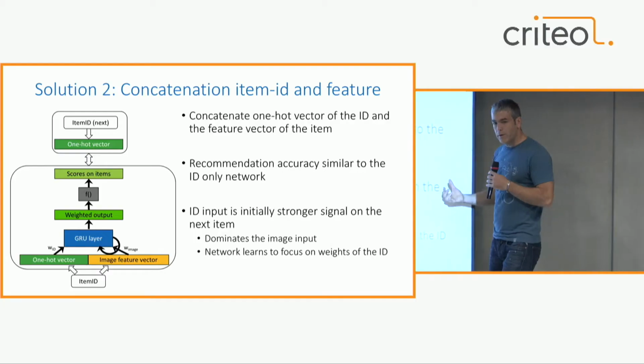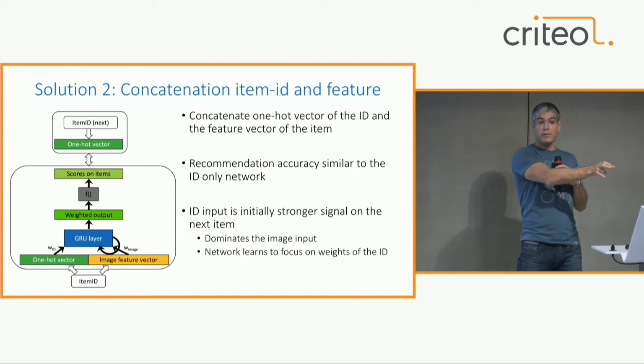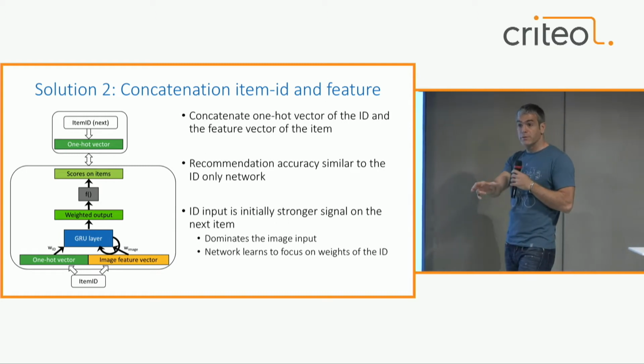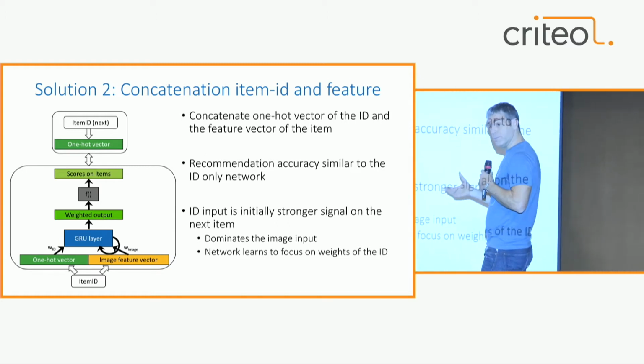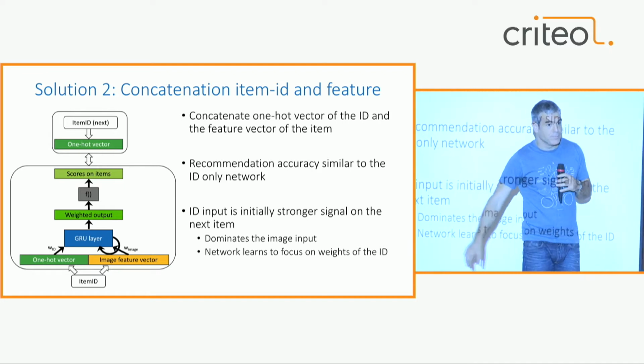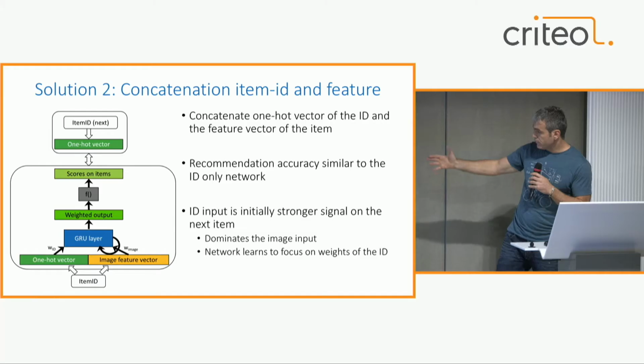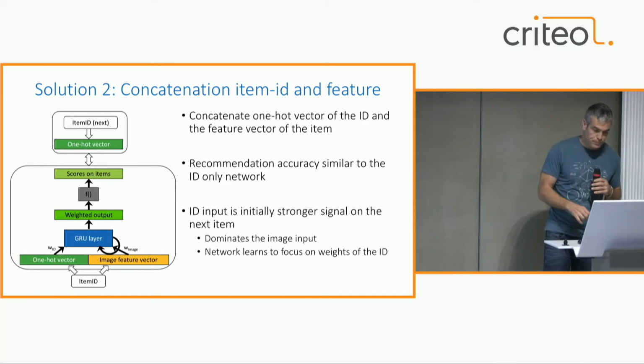So the second thing we thought, okay, this didn't work. Let's also concatenate the original information we were using in the RNN, the one-hot encoded item ID. So we have here the one-hot encoded item ID and the image feature vector, and use that as an input to the recurrent neural network. That worked much better than just using the image features, but it didn't really improve upon the original results that we had for just using the item ID.